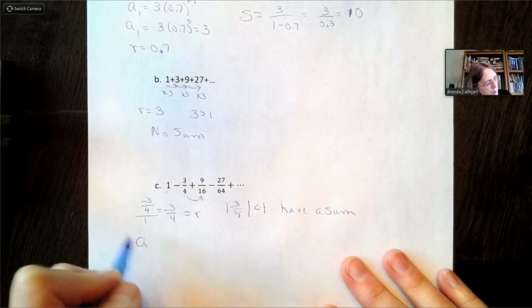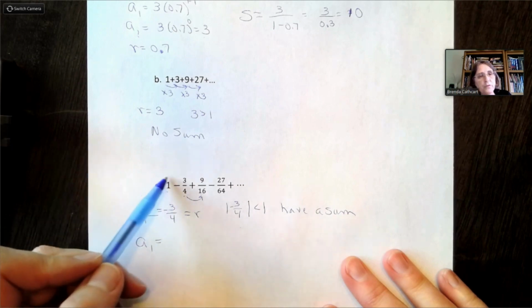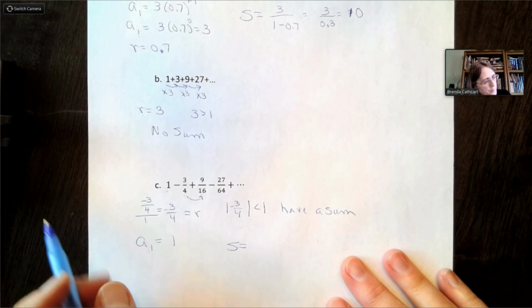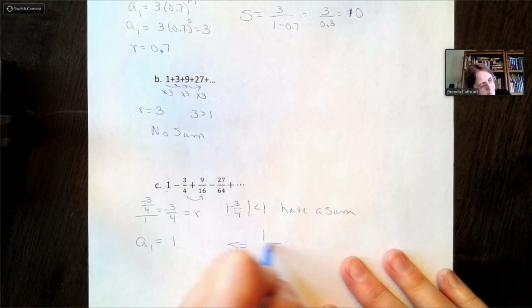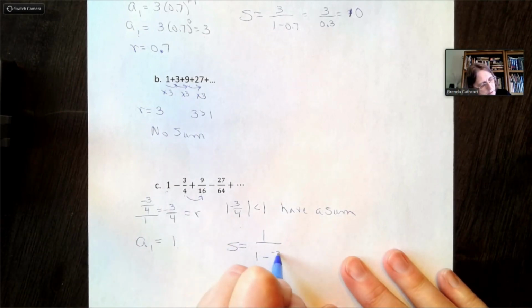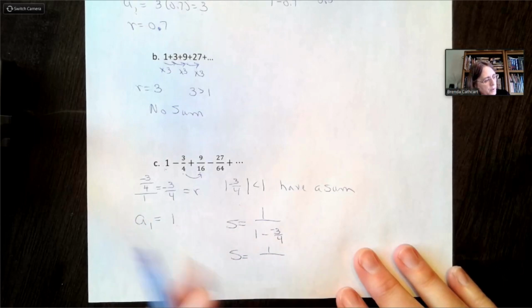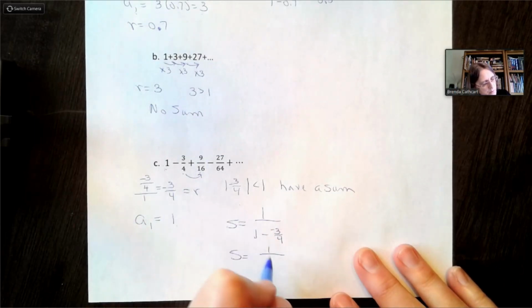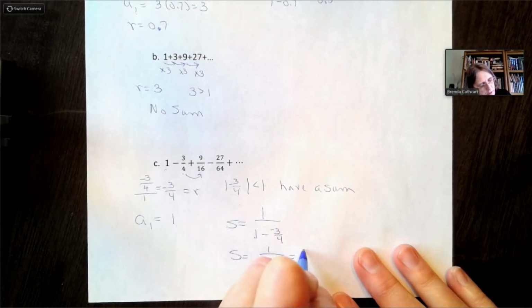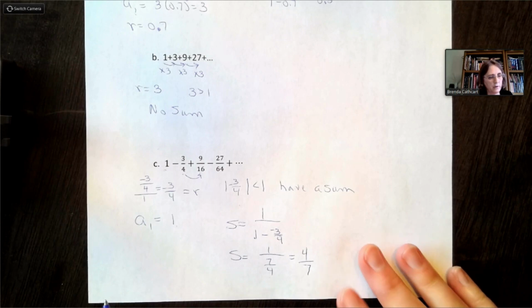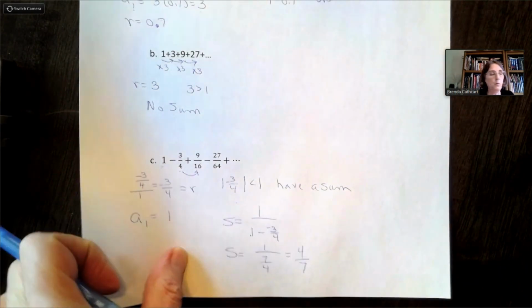We just need our A1. Our A1 is our first term here, so our A1 is 1. So our sum is A1 divided by 1 minus -3/4. So we have 1 divided by 1 plus 3/4, which is 7/4, and that equals 4/7. Divide by 7/4 by multiplying by the reciprocal. Okay, so those are example 1.